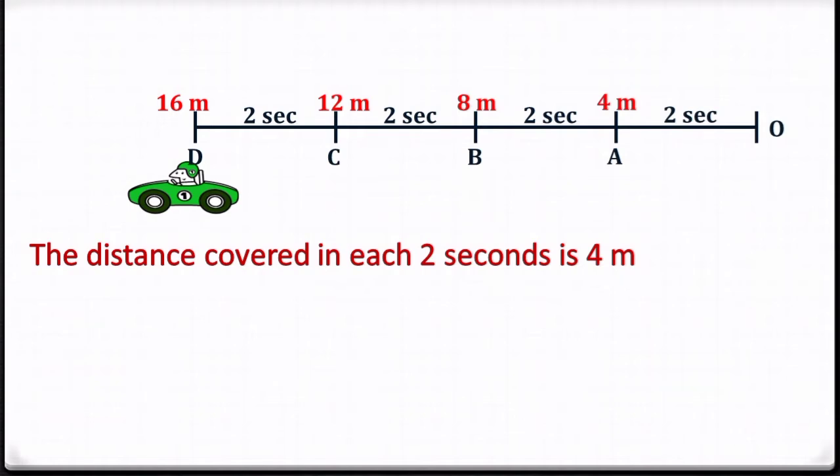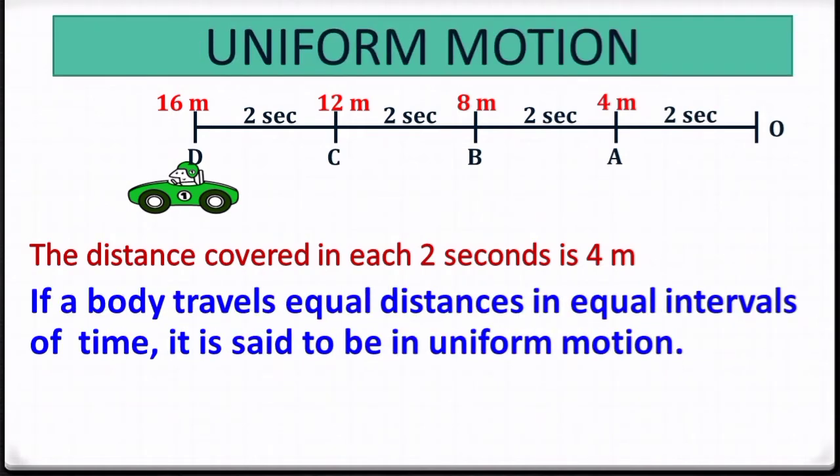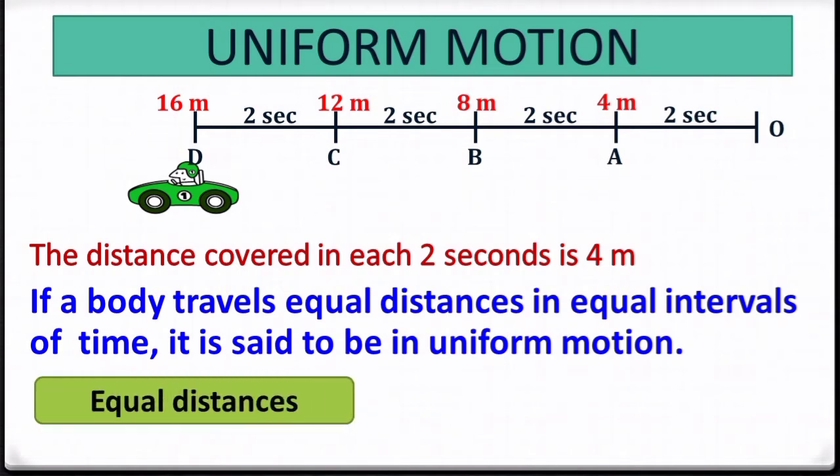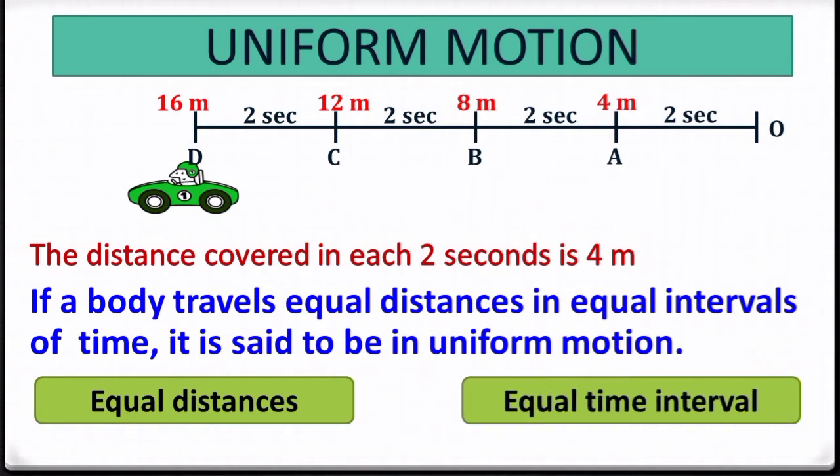Such a motion is known as uniform motion. In a uniform motion, a body covers equal distances in equal intervals of time. Here, for every 2 seconds, Sam has covered 4 meter. So remember, in uniform motion, distance and time are both equal.